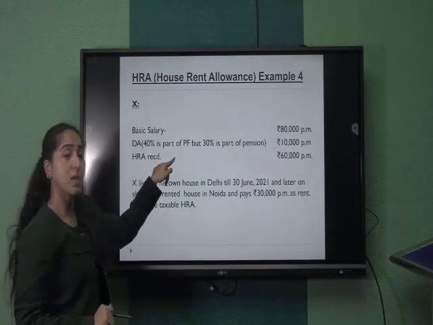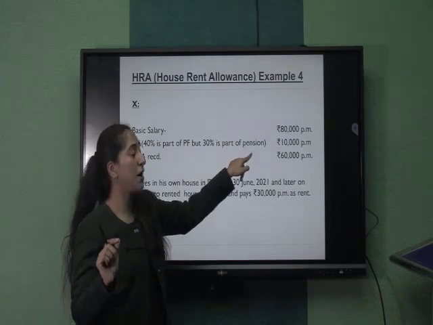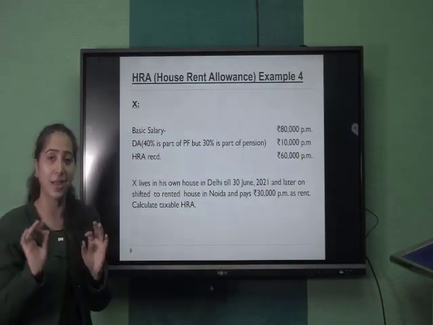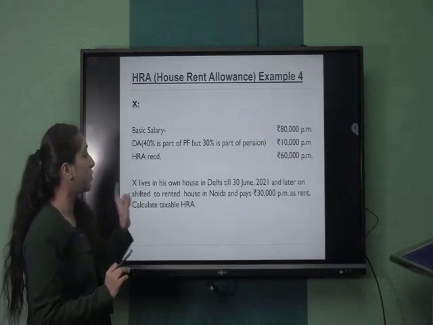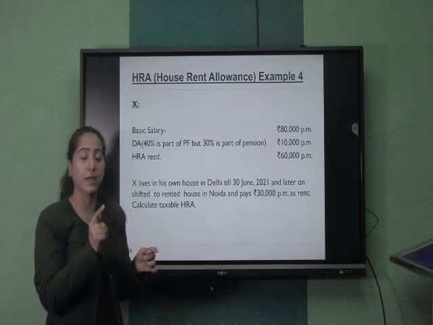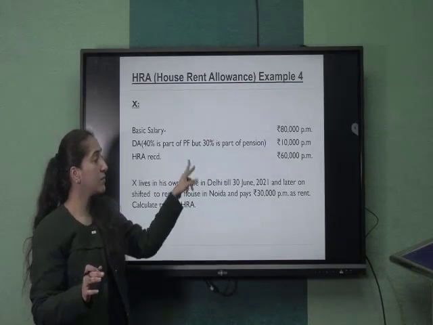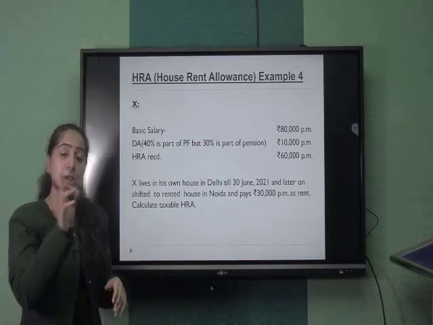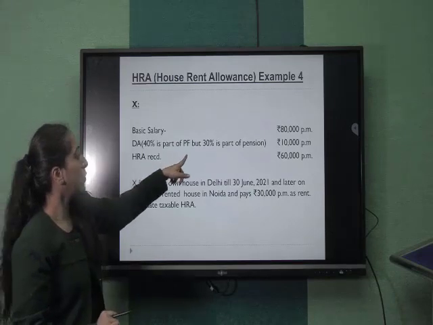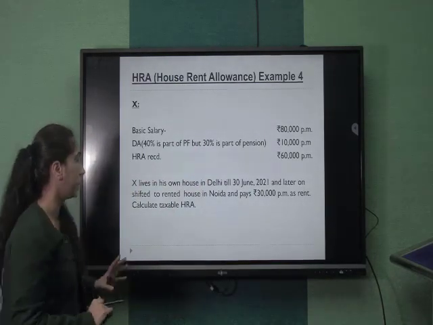DA is 10,000 per month, of which 40% is part of provident fund and 30% is part of pension. So out of these two figures, we are going to consider 30% as a part of pension in order to calculate the HRA exemption amount. So we'll just consider 30% of 10,000, coming out to be 3,000 per month.